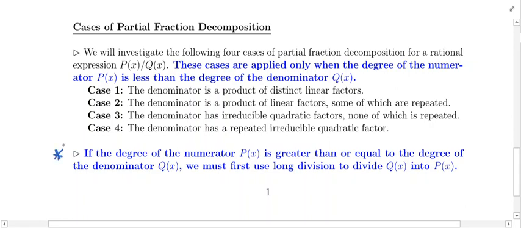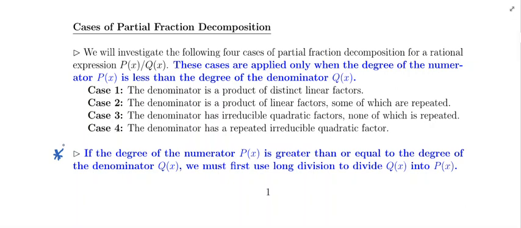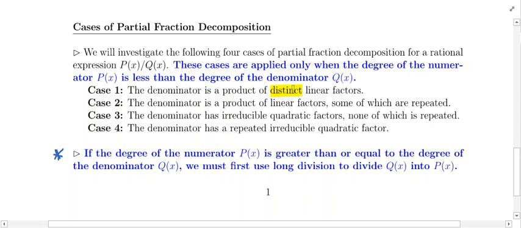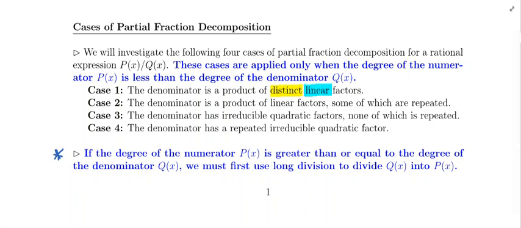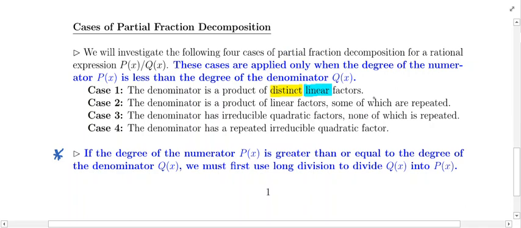Okay, so let's go through the 4 cases where the degree of the numerator is less than the degree of the denominator. Okay, case 1, the denominator is a product of distinct linear factors. We will go through this, but in a nutshell, distinct means your factors are all going to be different, and linear means that the highest power of x that you see in each factor is the first power. So your factors are going to look like mx plus b, and they're all going to be different.